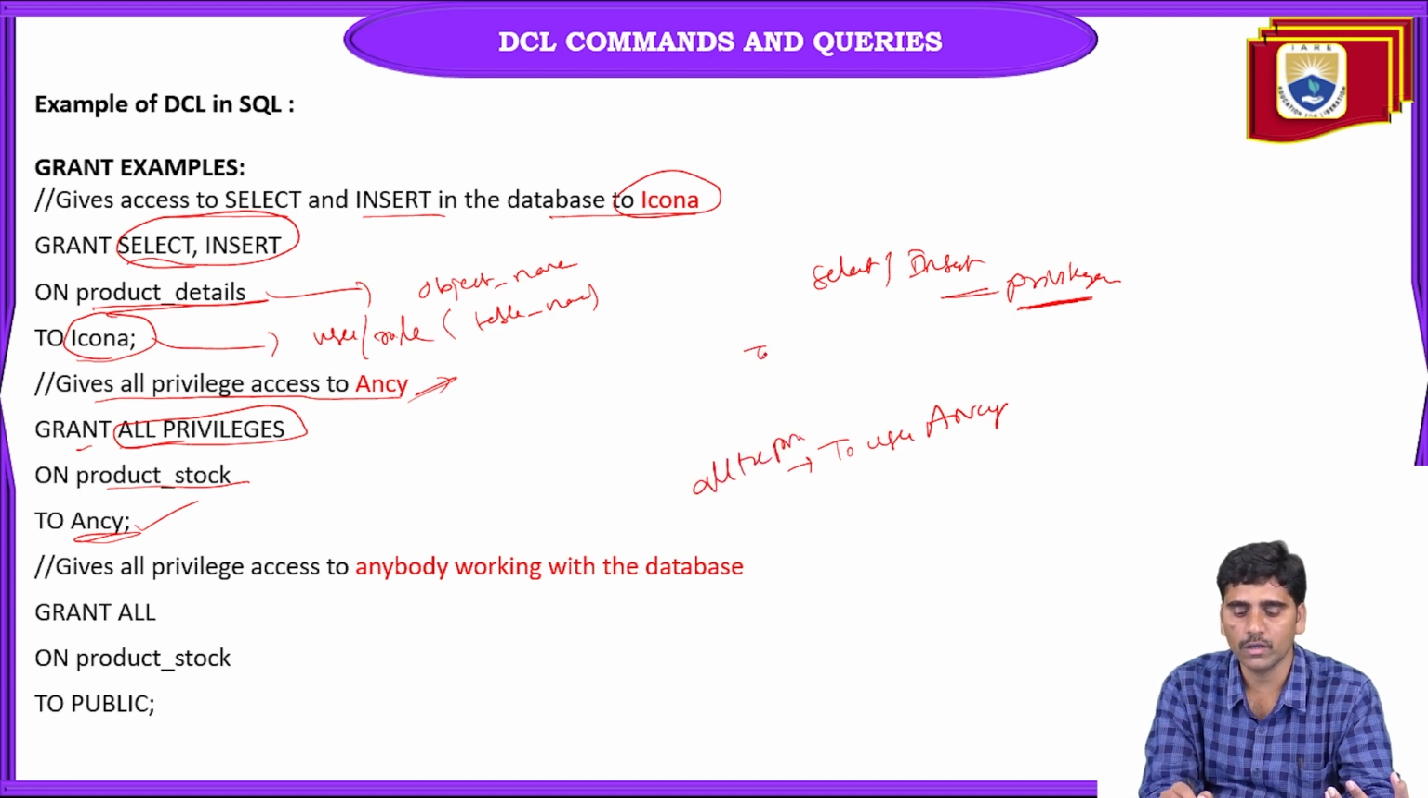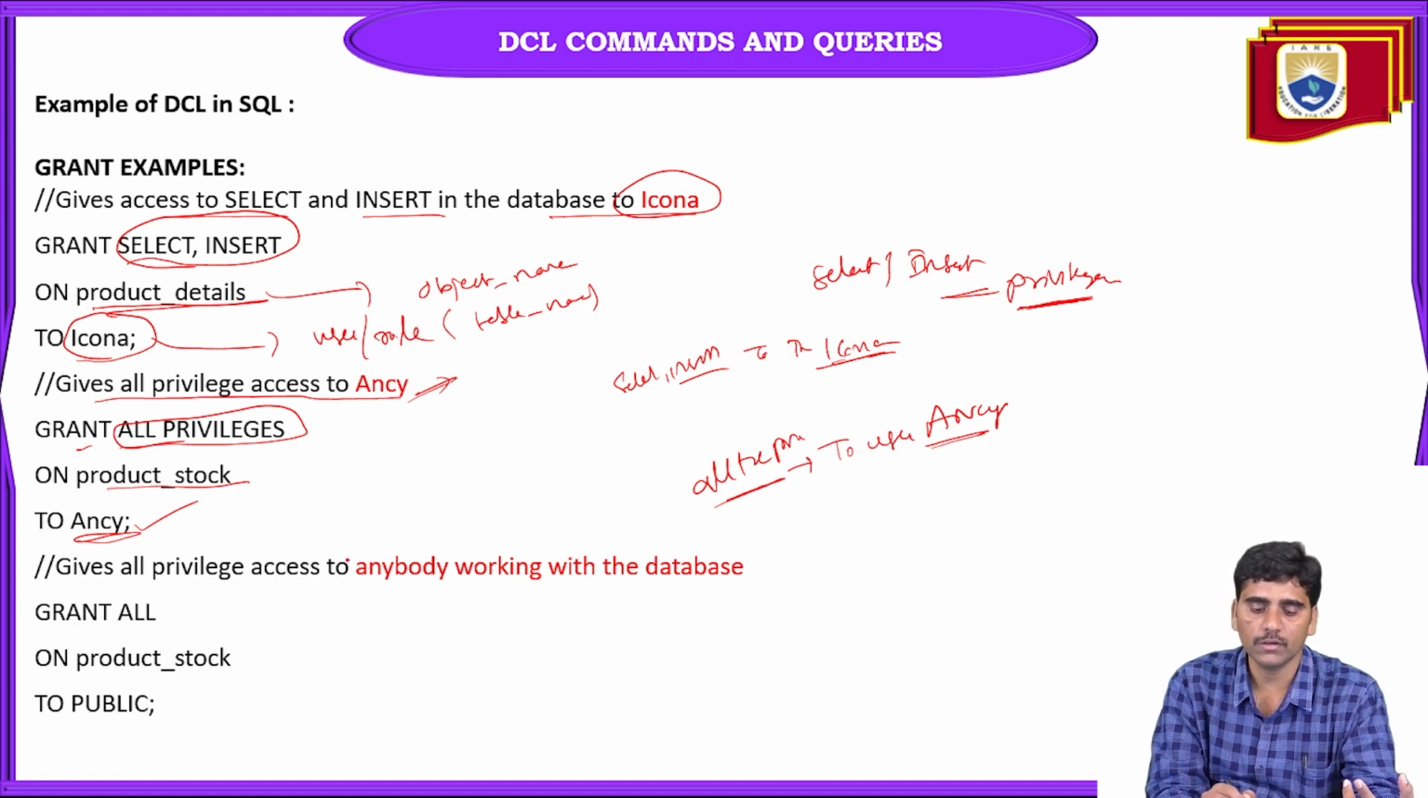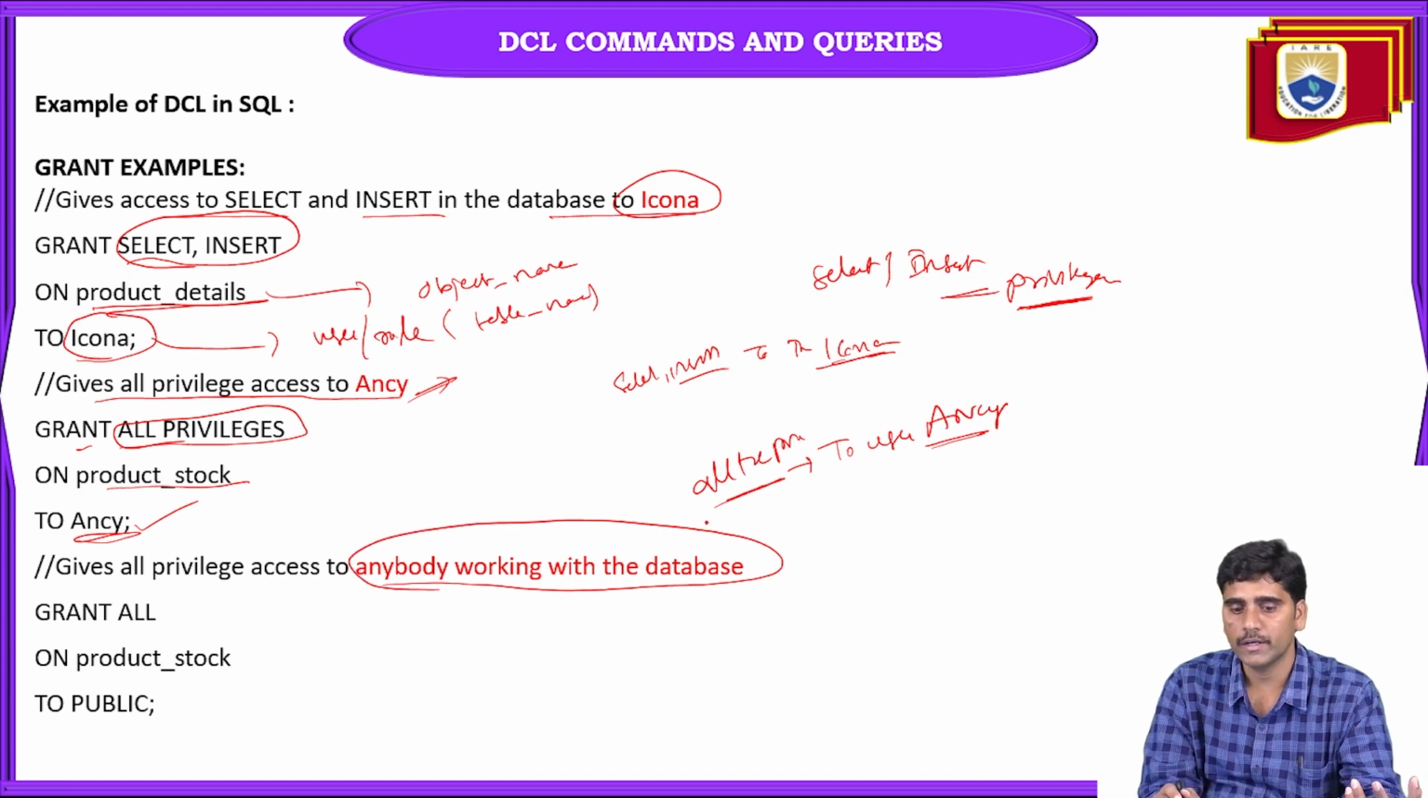But to icona, only select, insert privileges. So two privileges are applied to the user icona. All the privileges are applied to the user called ANSI. And to give all privileges to anybody working with the database, we mention public. Here for a particular user we apply privileges, but here we are applying all privileges to all the users. That is nothing but public.